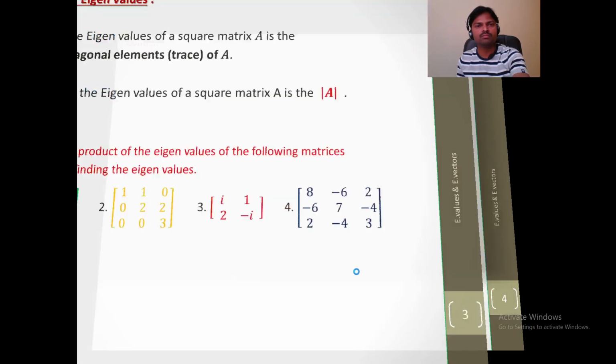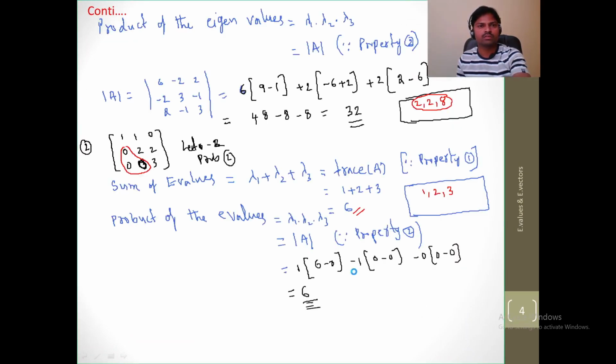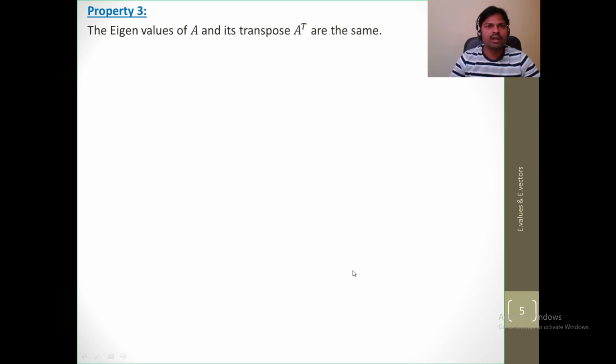Next one. So next, property number 3. The eigenvalues of A and its transpose are the same. Eigenvalues of A and A transpose are the same. Let me prove it. So, proof.